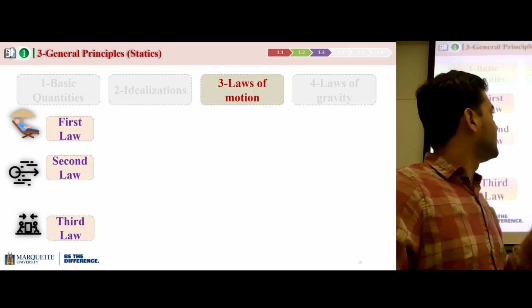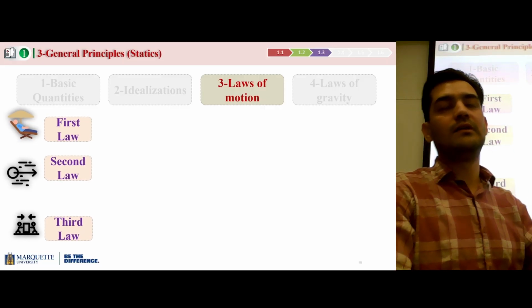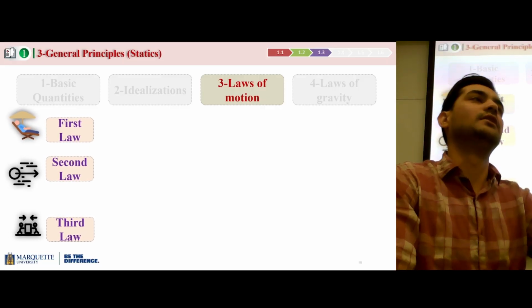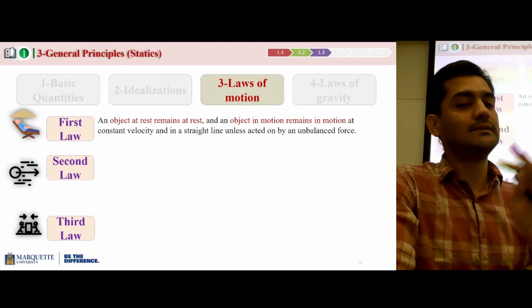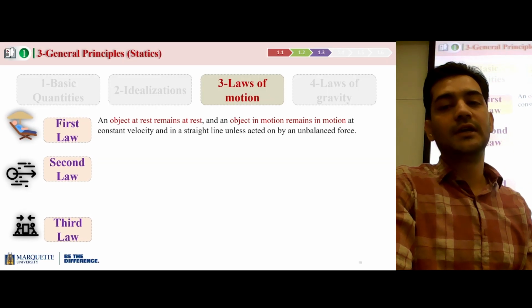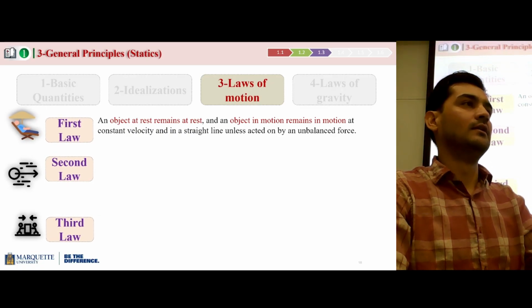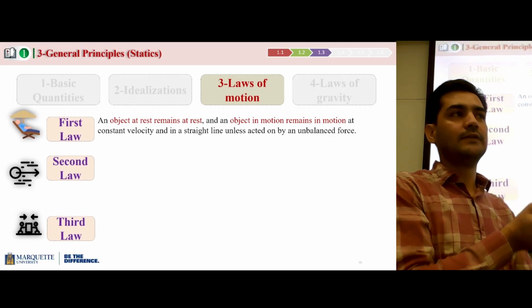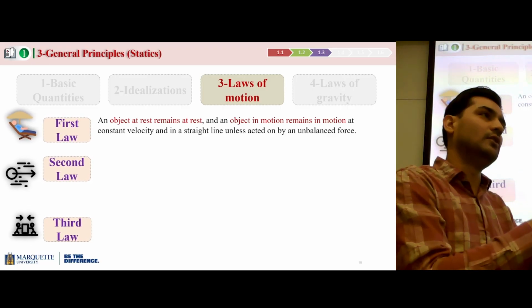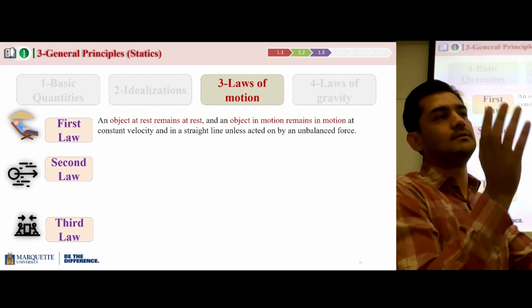And let's just go through the laws of motion. There are three laws of motion which Newton has proposed. The first law says that an object at rest remains at rest, and an object in motion remains in motion at a constant velocity. So the object which is at rest is going to stay at rest. An object which is moving with a constant velocity is going to keep on moving with a constant velocity. So that's the first law.